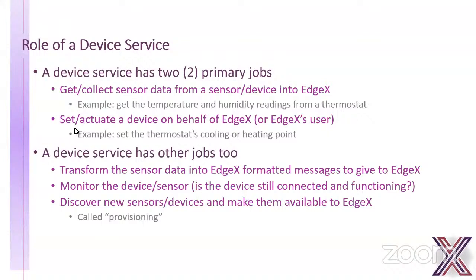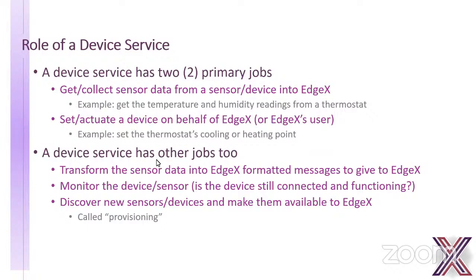But it also serves a second very important role, and that is to be able to set or actuate the device or sensor on behalf of EdgeX, or whatever is using EdgeX to communicate to that sensor or device. So for example, if we had a thermostat in place in our homes, EdgeX's first job is to get data from that thermostat, typically something like the temperature and humidity, but you may need to set the cooling point or heating point on that thermostat as well. That's the actuation role that a device service can play. So if you will, a device service communicates in two directions, getting and setting of data, or in other terms, collecting and actuating on that device or sensor.